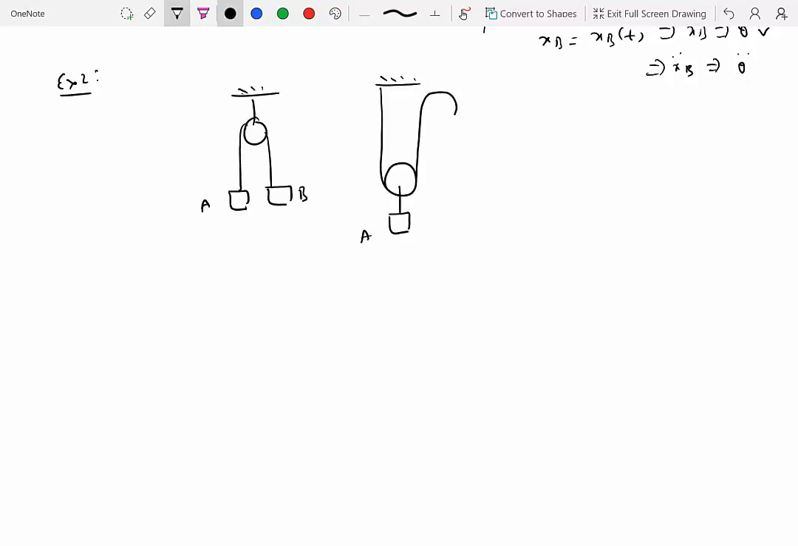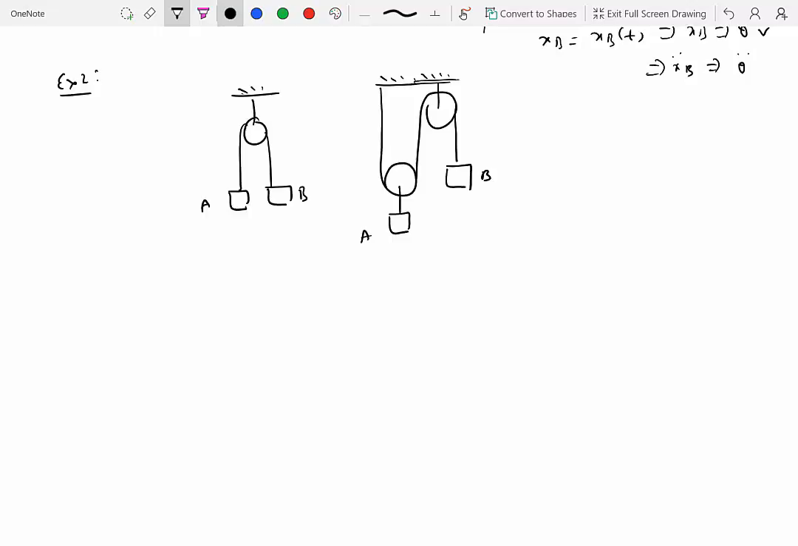Then this goes up and there is another pulley that is attached to the ceiling. And then we have another block that comes down, and we'll call it B. Okay, so now we have a double pulley arrangement over here. And in fact, this is called a block and tackle system.